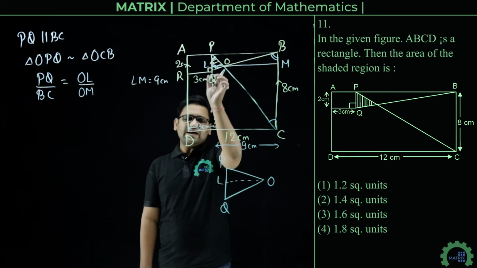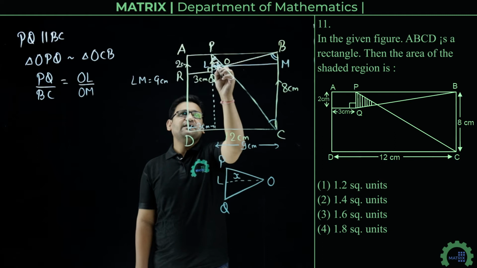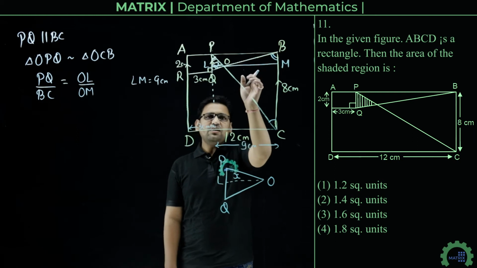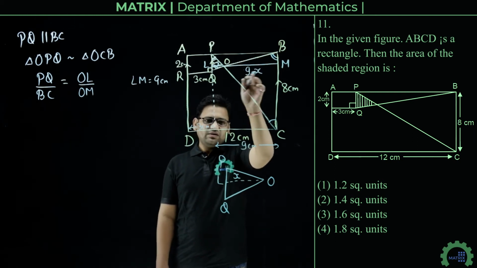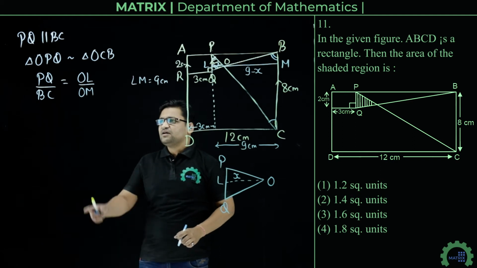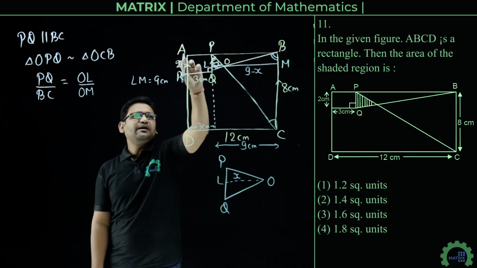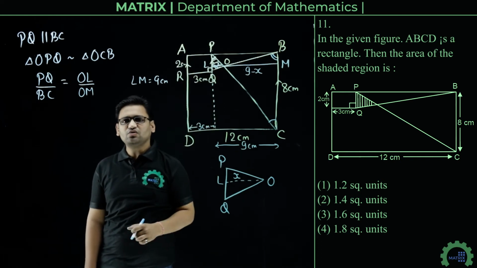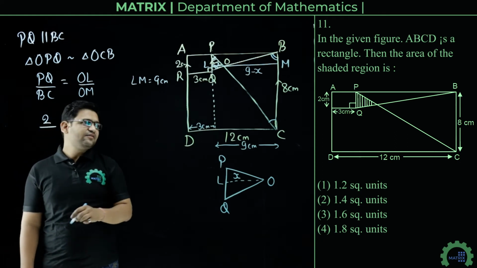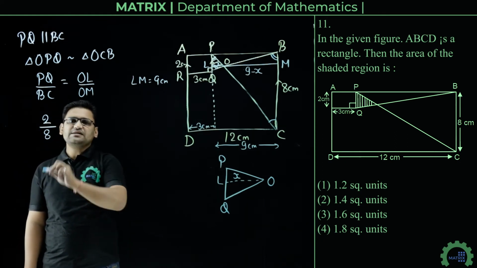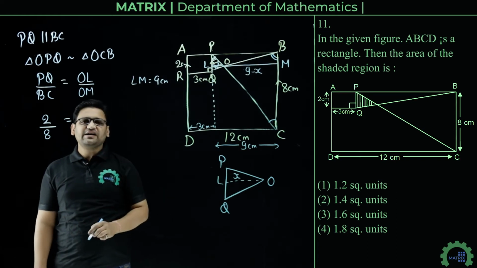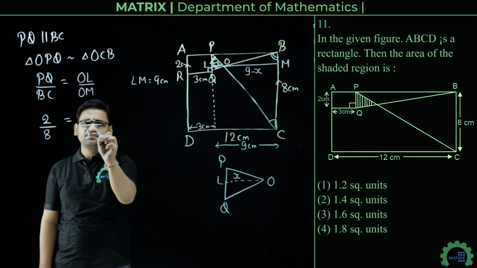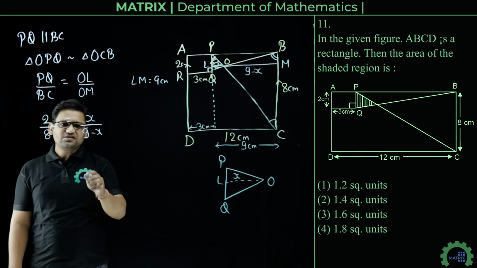So when we take OL as X, that part OL we consider as X, then that length OM will be 9 minus X. So now PQ, which is 2 centimeter, as PQ AR is a rectangle, so AR is equal to PQ, which is equal to 2. So PQ is 2 and BC is given as 8 centimeter. So 2 by 8 is equal to OL, which we have considered as X, upon OM, which is 9 minus X. So we can find the value of X from this equation.